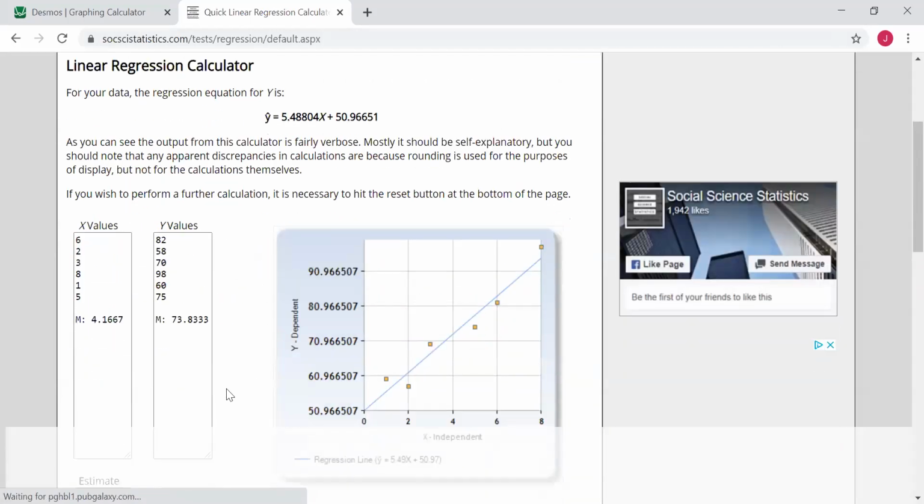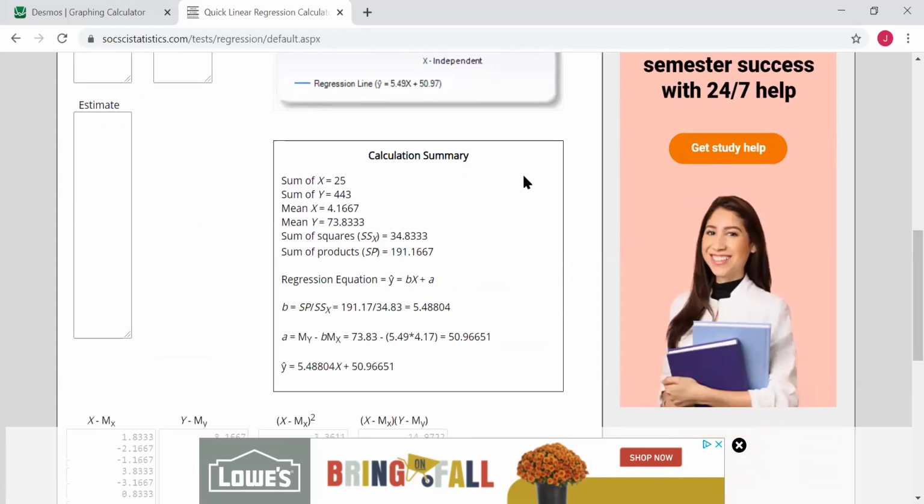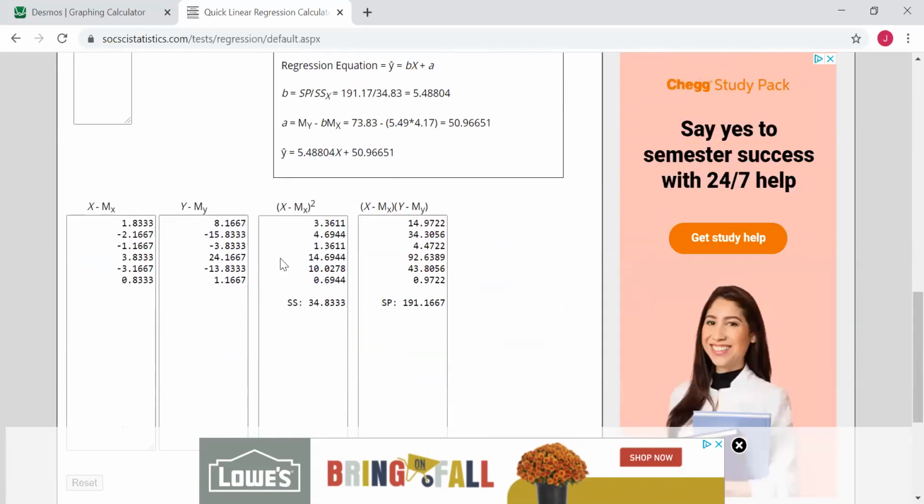So calculate the regression equation. Oh, this is so cool. Look at this. Not only does it make the scatter plot of those 6 points for us, it also graphs that line and shows us how it's not perfect. It doesn't pass through every point exactly. It's not a perfect relationship, but it's a pretty strong one. And I believe if you look somewhere down here, it may give you the R value.